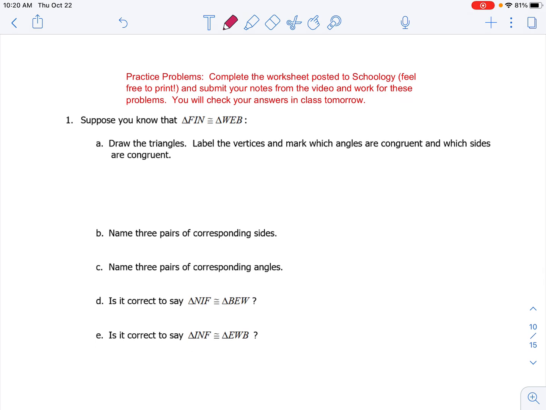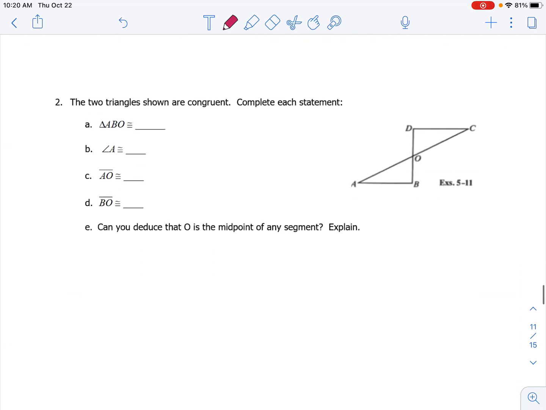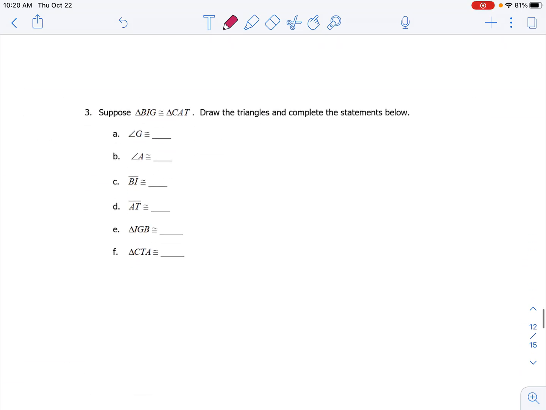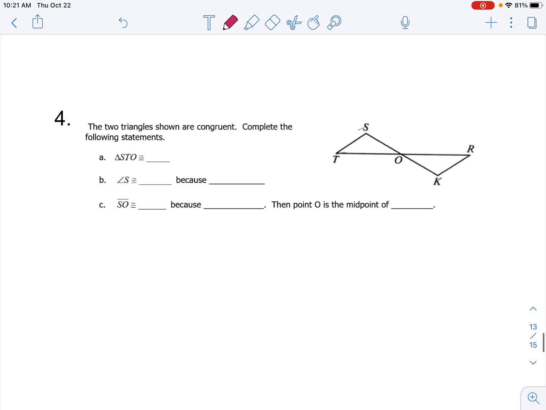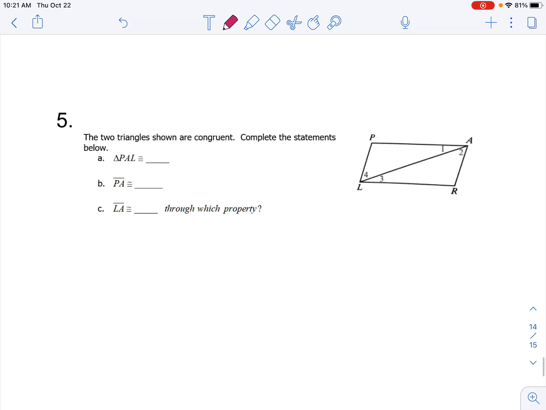So there's a worksheet that's posted to Schoology, and feel free to print, and you're going to submit your notes from the video and work on these problems, and we're going to check these answers in class tomorrow. If you don't have the worksheet in front of you, I will go through these slides slowly, and you can pause, do the problem, and keep going. So here's number 1. Here's number 2. Here's number 3. And number 4. And lastly, number 5.